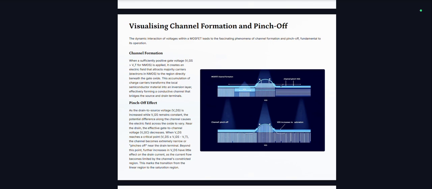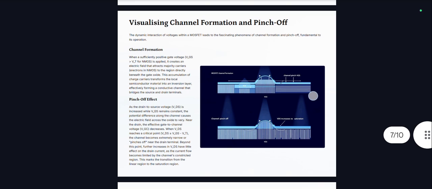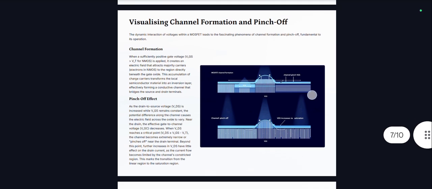Then channel formation and pinch off. As drain voltage increases, the channel near the drain becomes narrower. At a certain point, it pinches off. Even if we increase drain voltage further, the current doesn't increase much. This condition is called saturation, and it is very useful in circuit design.